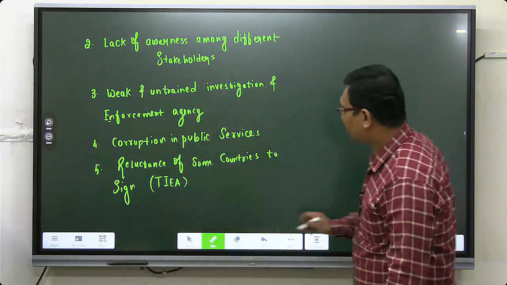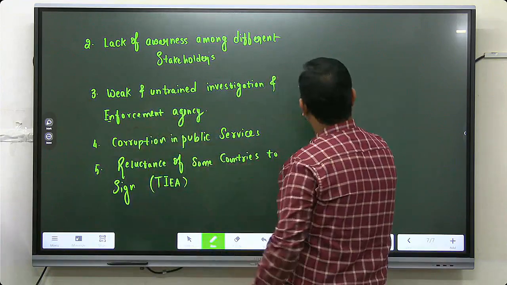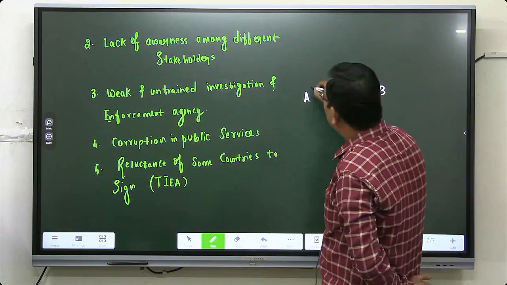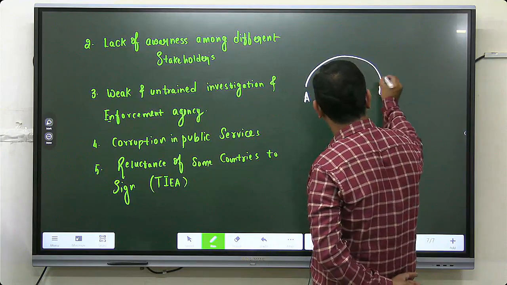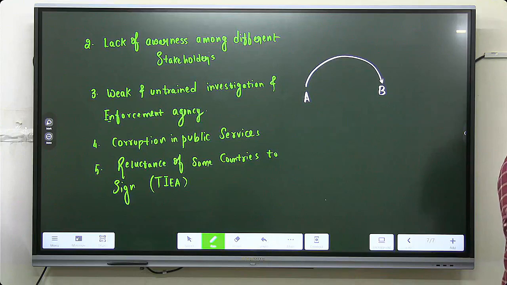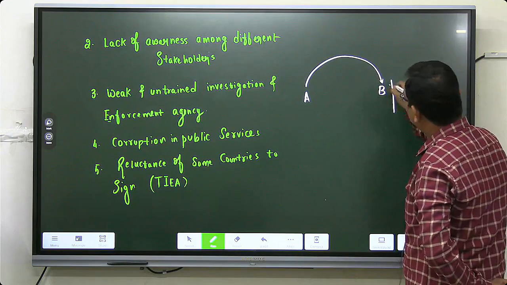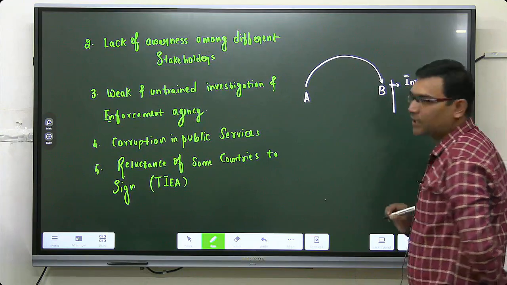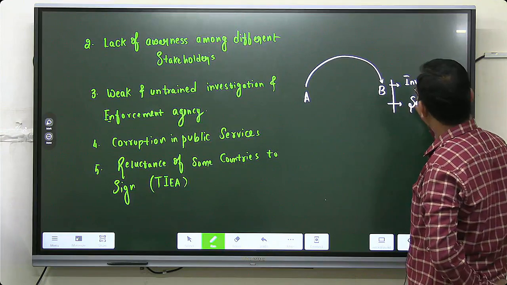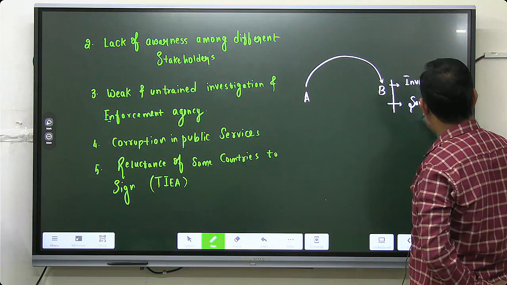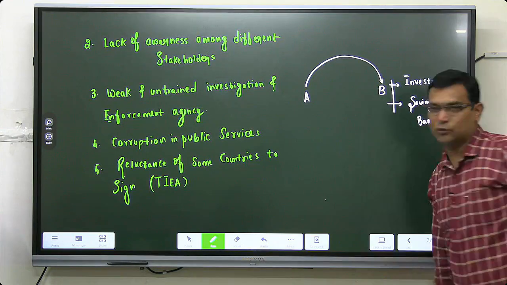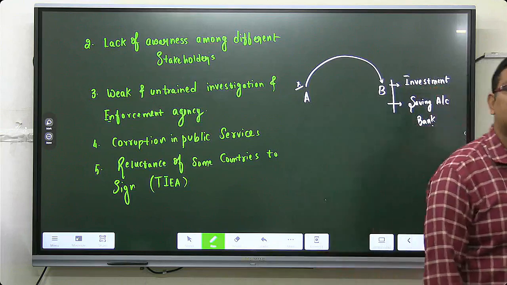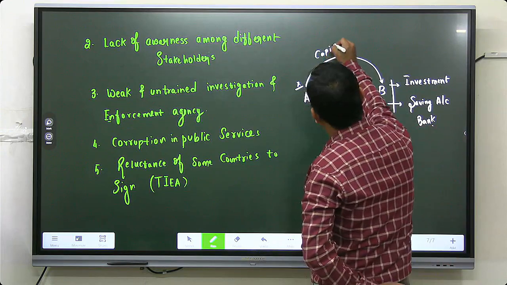Okay, now see what this tax information exchange agreement is. Generally, there are two countries, A and B. From A, if you are investing in country B, in terms of investment or in a savings account, that means a bank, then this person X is evading the taxes in country A. Yes or no? This is also called capital flight.